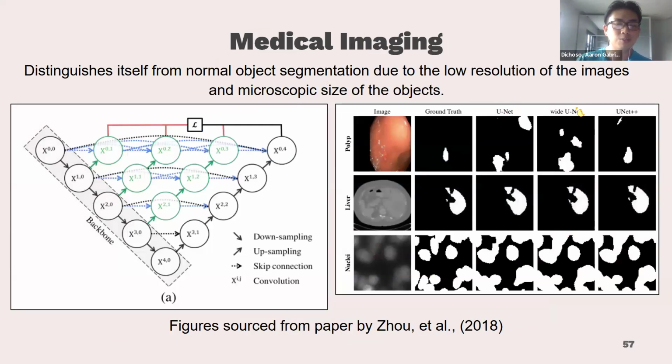And finally, this was discussed earlier, medical imaging. This distinguishes itself from normal segmentation because, as I said before, the images are very microscopic and usually not very clear, and you have to really look for the minute differences between the images and their environment. That's why there have been many specialized architectures for medical imaging.